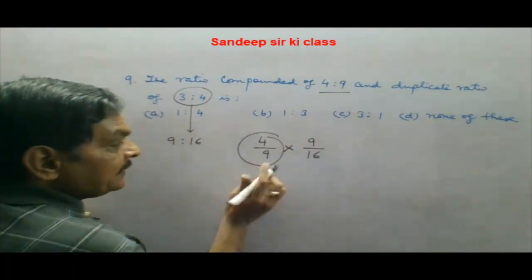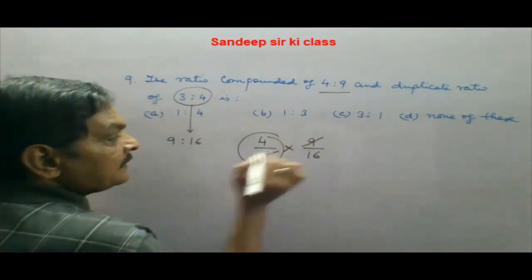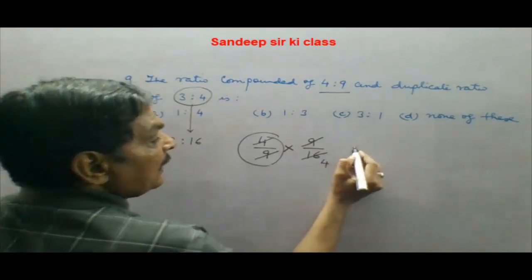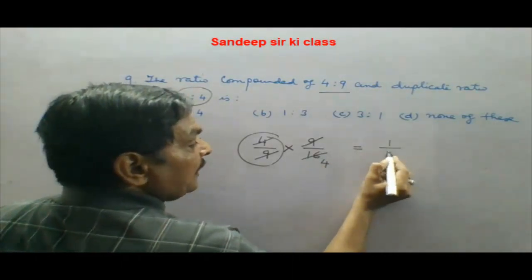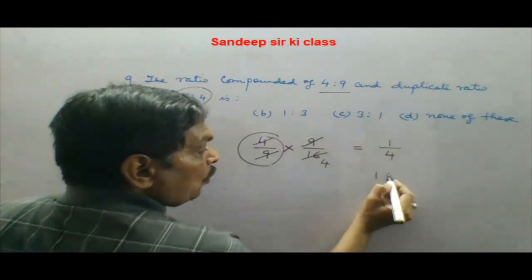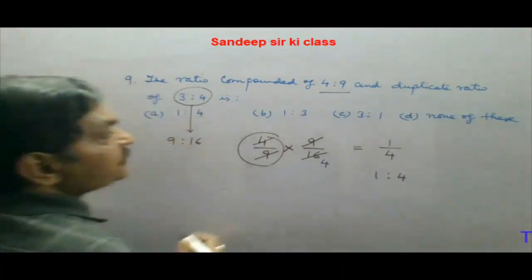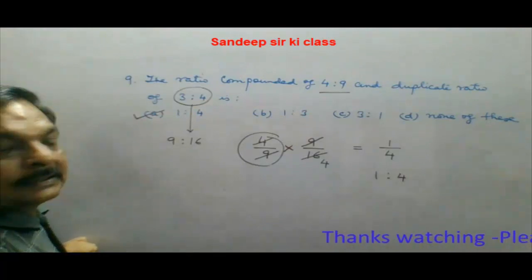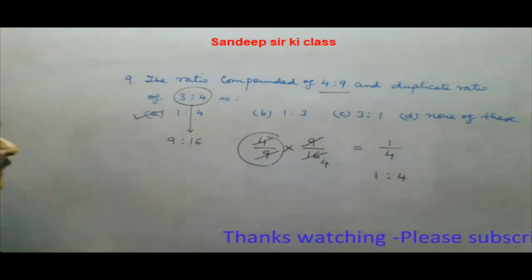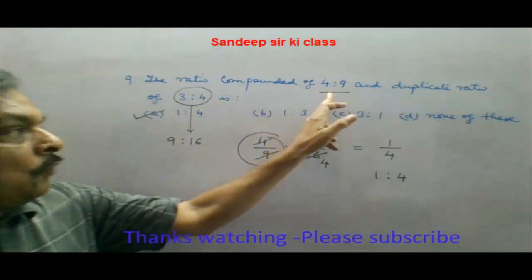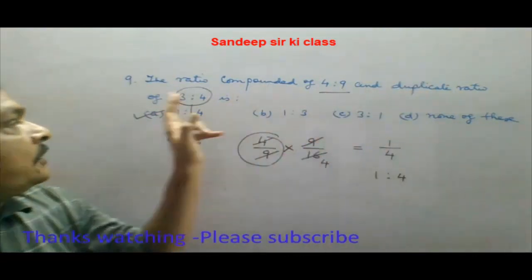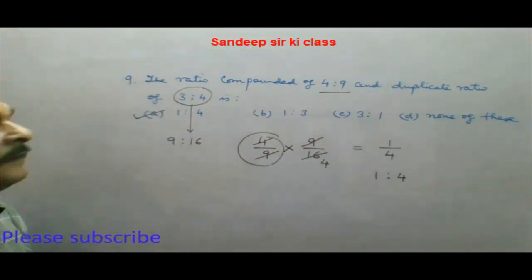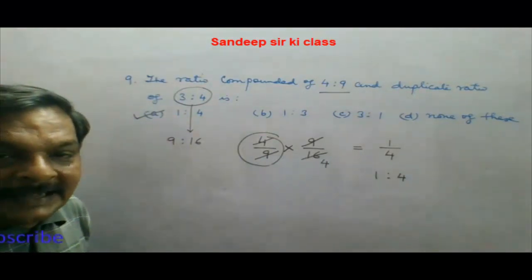Now to calculate this, we cancel 9 with this 9, 4 cancels 16 by 4, and hence we obtain 1/4. Required ratio is 1:4. Hence the option A is correct. The ratio compounded of 4:9 and duplicate ratio of 3:4 is 1/4. Now we will see the question number 10.